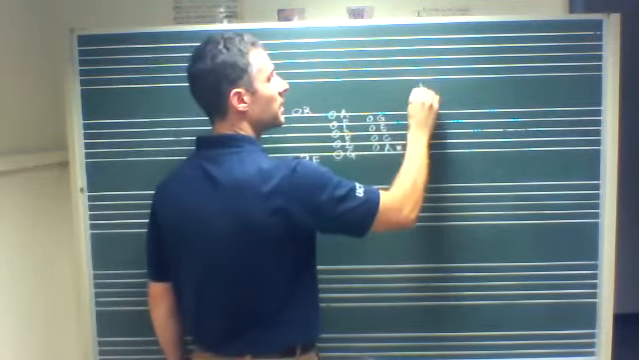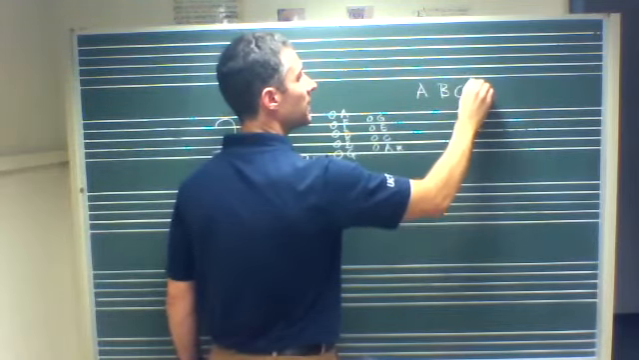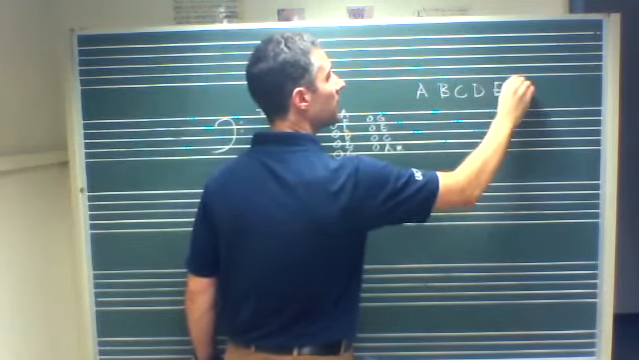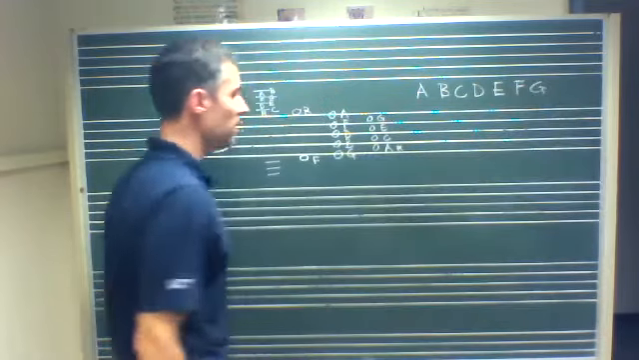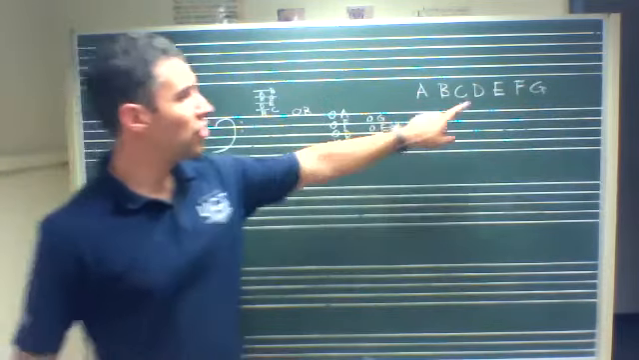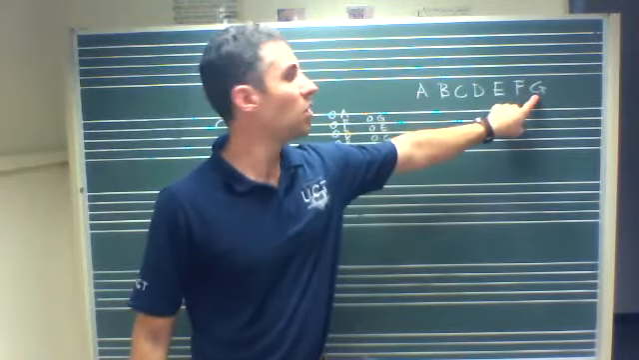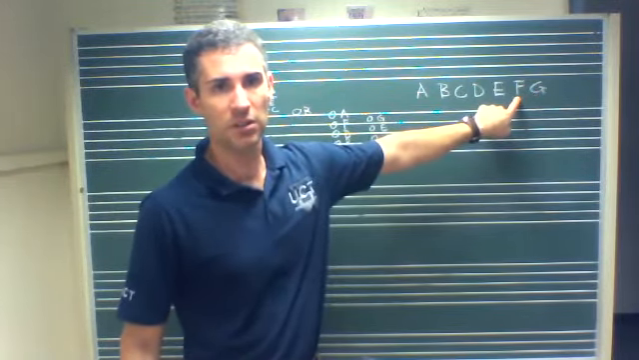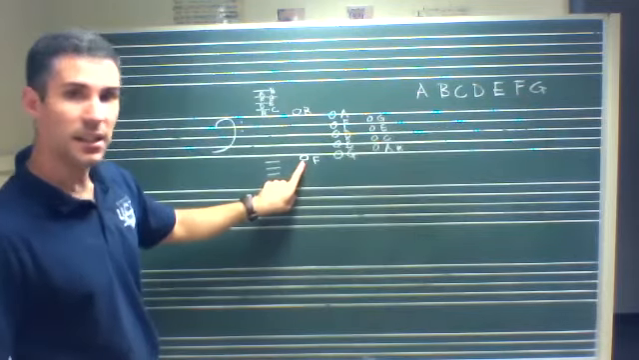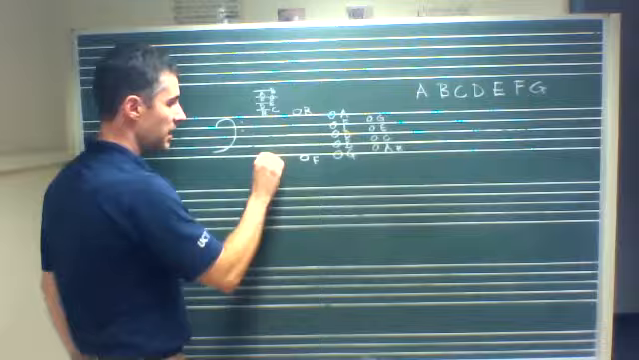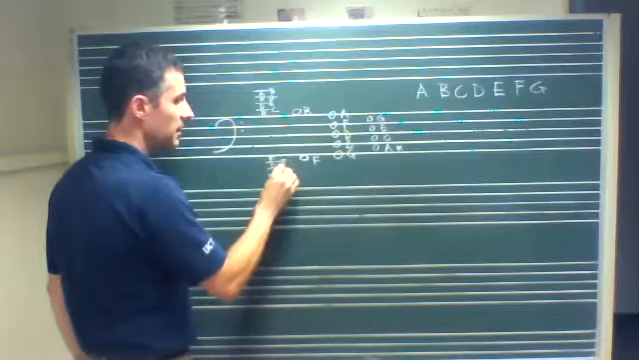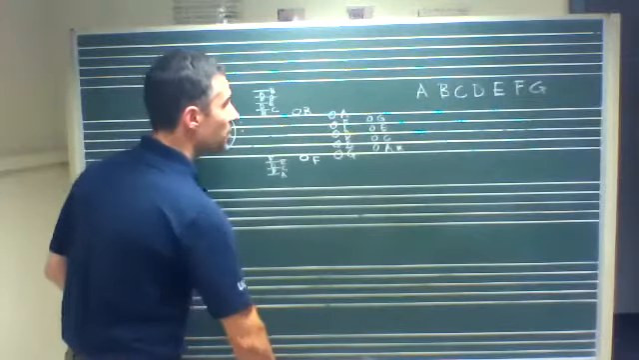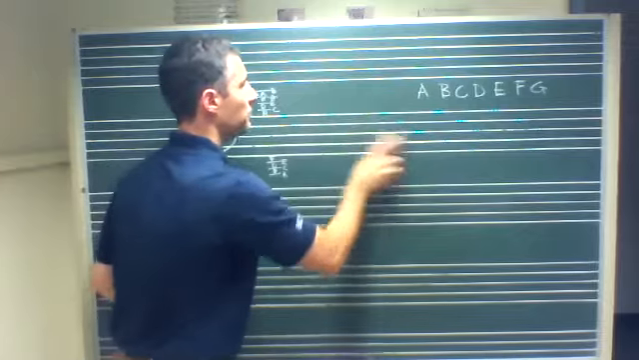Let's look at the musical alphabet. A, B, C, D, E, F, G. There's the musical alphabet. If we're on G and we're moving one step lower, we're going to get to F. So this note over here is F. So we can write F, then E, D, C, B, A. Right, so now we have our little picture.